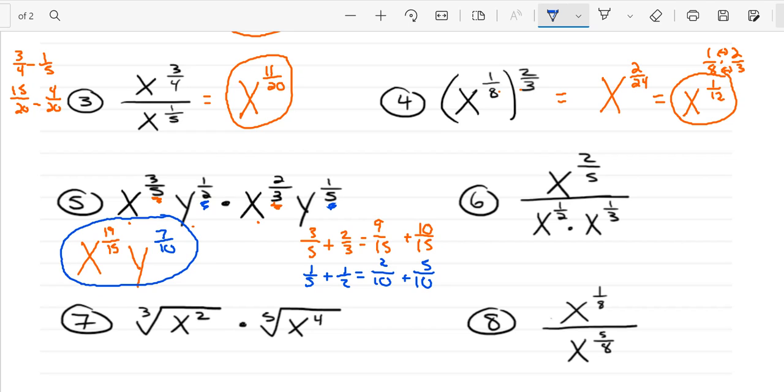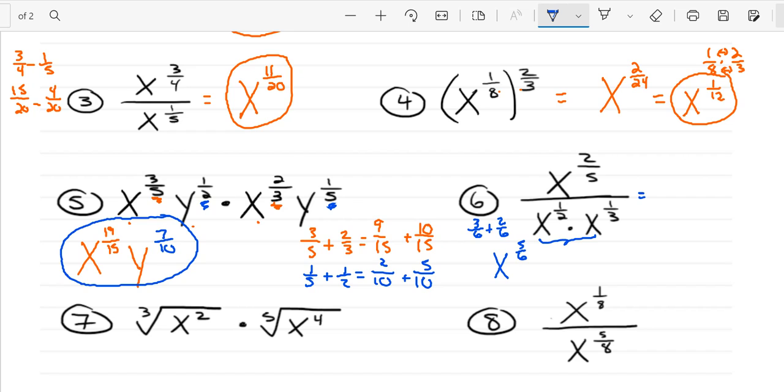Number 6 is probably one of the trickier problems with these, because there are 2 different operations in one. The first thing you would do, as we've done with this same type a few times, is the bottom. When you do the bottom here, you should end up with x. Common denominator, this will be 3/6, and this will be 2/6. So it'll be x to the 5 over 6.